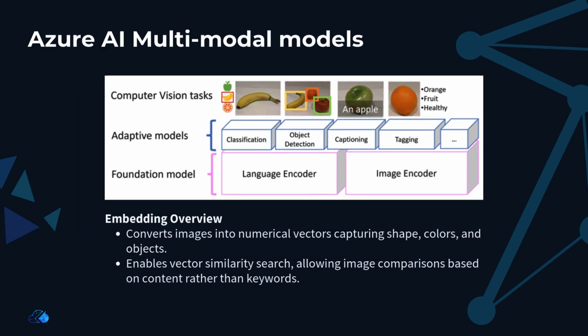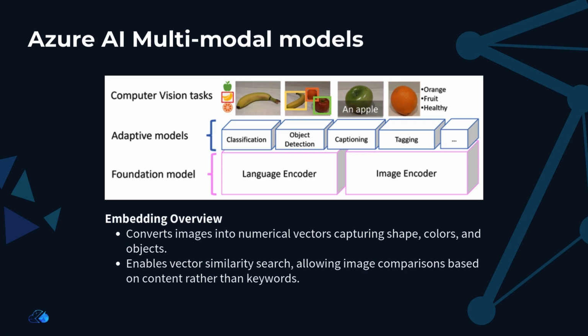Now let's talk about embedding, which is a smarter way to search for images. Embedding is a process that turns images into numbers, specifically vectors. These vectors capture the details of an image, like its shape, color, and objects, instead of relying on the exact words. Embedding lets us search for images based on their actual content.